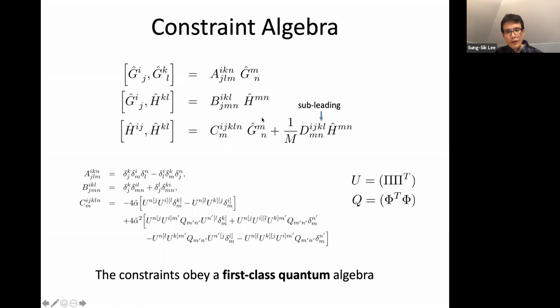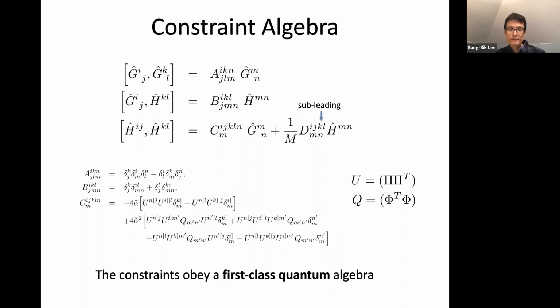So the first point is that this is an exact answer. It's a first class algebra at the quantum level, okay? So the commutator is proportional to the constraints themselves. So physical states are just defined by states which are annihilated by G and H. That's it. We don't need more constraints than that, because the commutators are proportional to the constraints themselves.